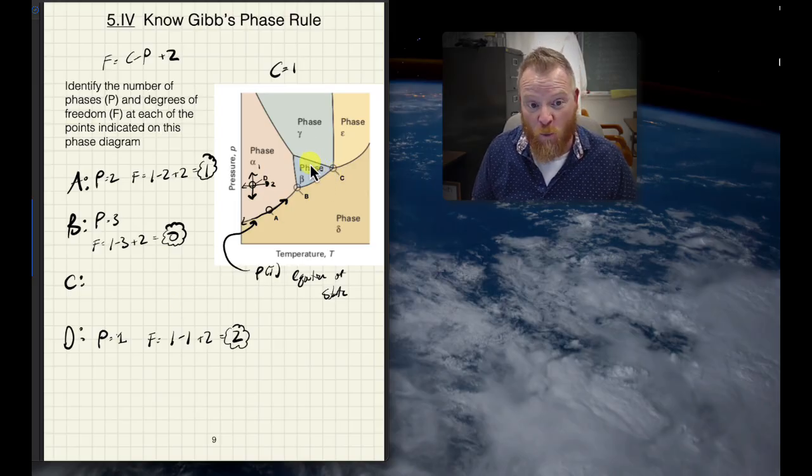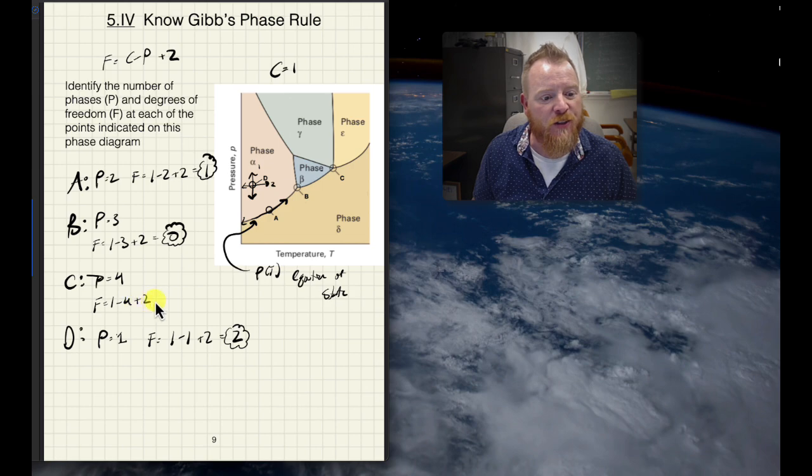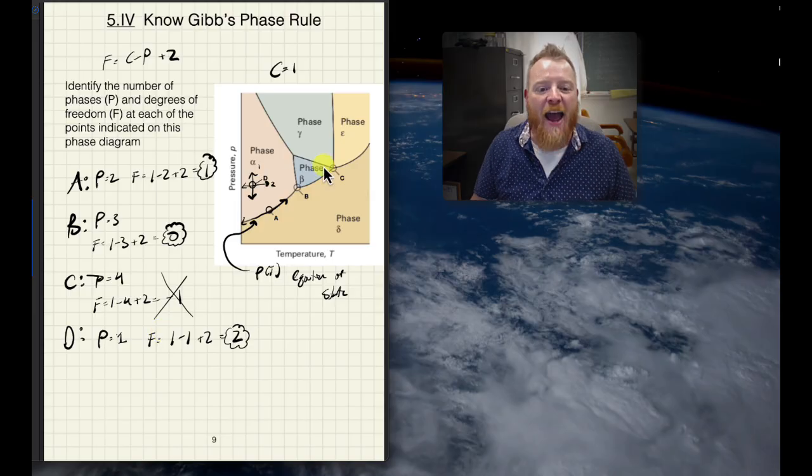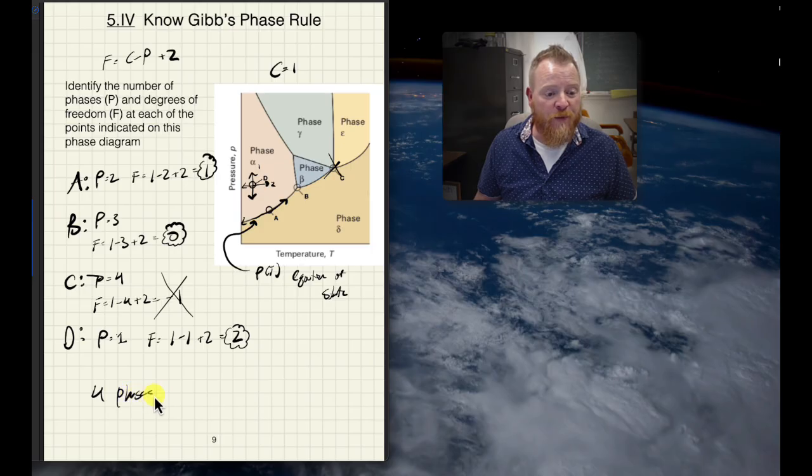And then finally, if I look at point C, if such a point could exist, we can see there's 1, 2, 3, 4 phases all shared at that same point. So P equals 4. Now I can say F equals 1 minus 4 plus 2, and that gives me -1. Well, that does not exist. I can't have -1 degrees of freedom.